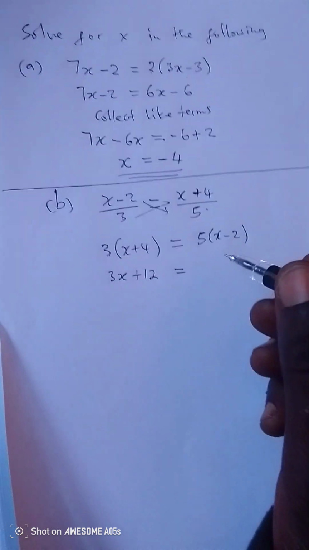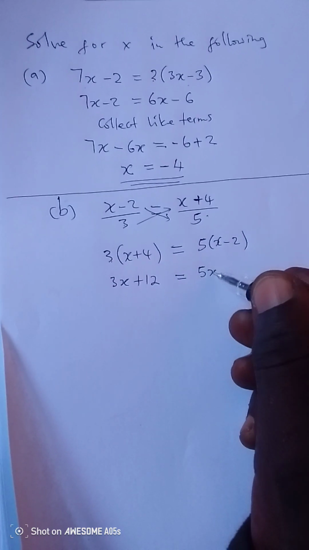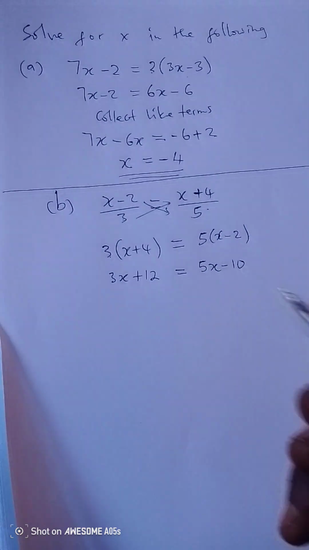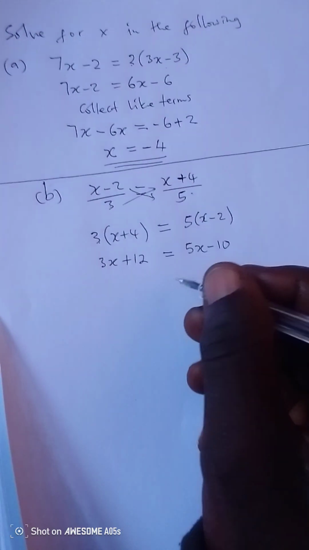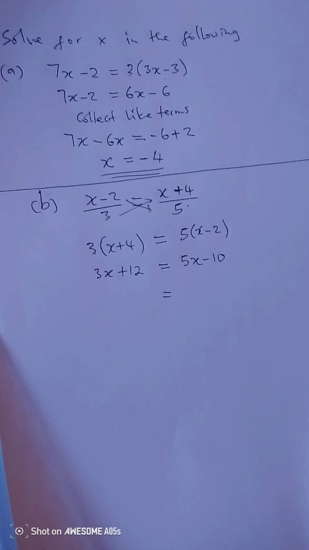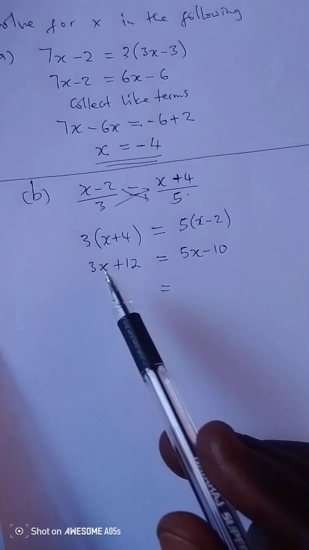We go on the other side. The 5 multiplies x, we get 5x. The 5 multiplies negative 2, we get negative 10. So that is the case. We have an equal sign there. Make sure the smaller number follows the bigger number. If you can observe here, this is 5x, this is 3x.